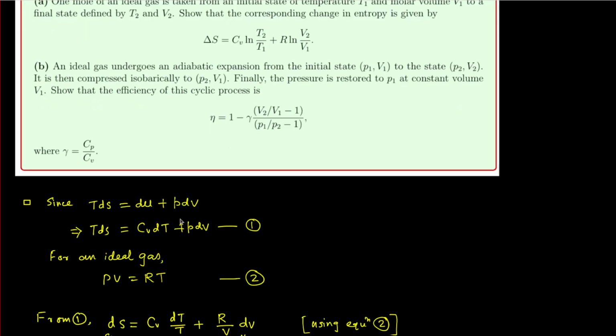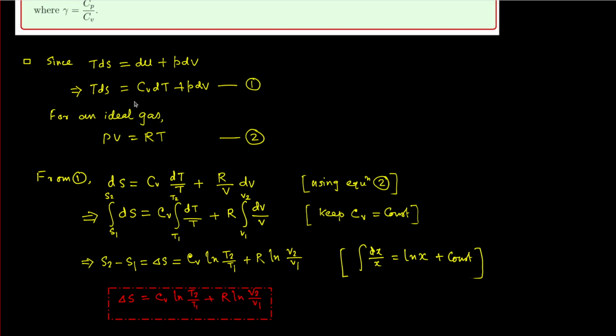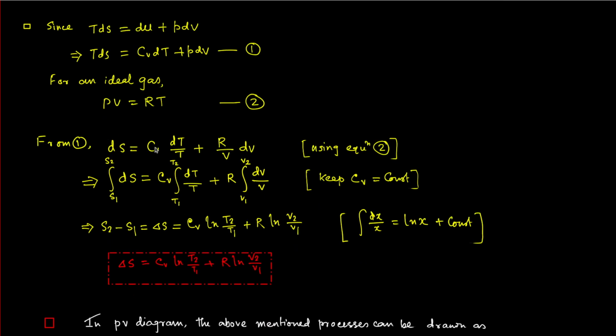First part, we know TdS equals dU plus PdV, where T is the absolute temperature, dS is the change in entropy, dU is the internal energy, P is the pressure, V is the volume. And dU is Cv dT. For an ideal gas, PV equals nRT, n is 1 here, say. This is our equation of state.